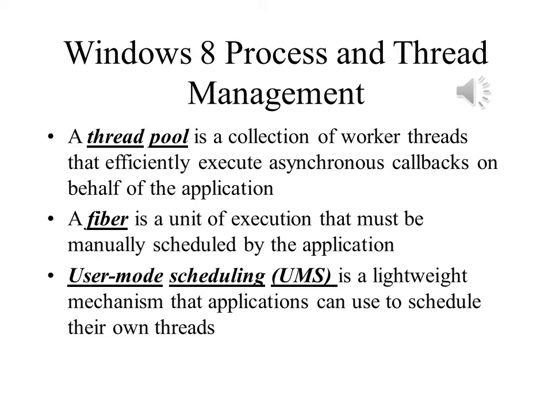User mode scheduling, or UMS, is a lightweight mechanism that applications can use to schedule their own threads. An application can switch between UMS threads in user mode without involving the system scheduler and regain control of the processor if a UMS thread blocks in the kernel. Each UMS thread has its own thread context instead of sharing the thread context of a single thread. The ability to switch between threads in user mode makes UMS more efficient than thread pools for short duration work items that require few system calls.